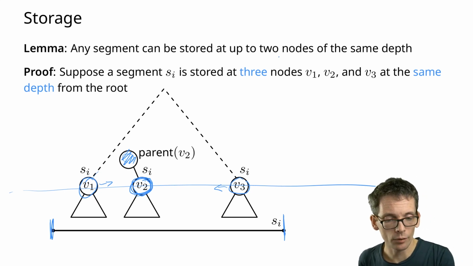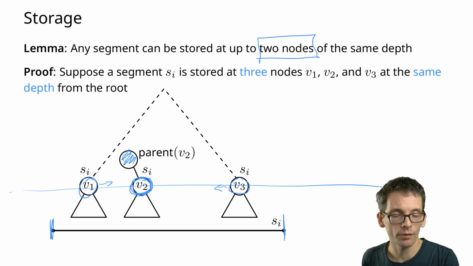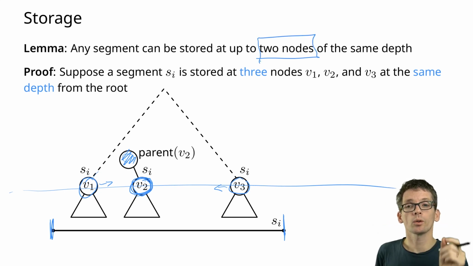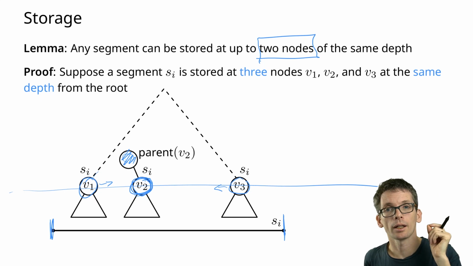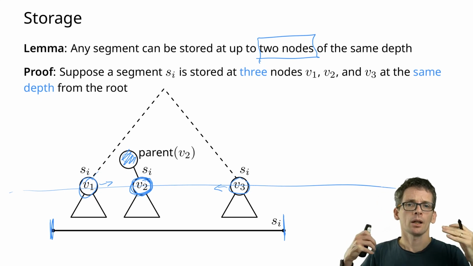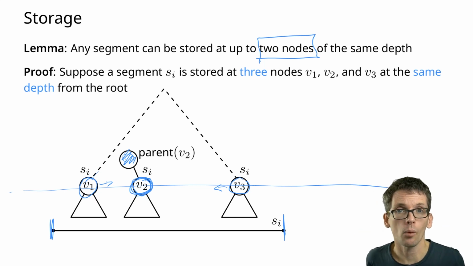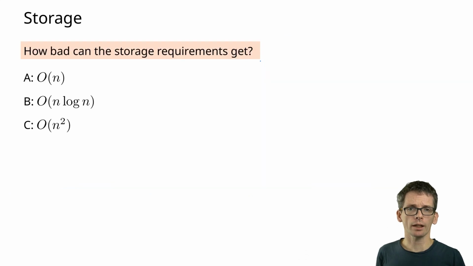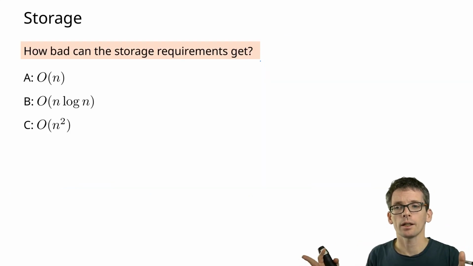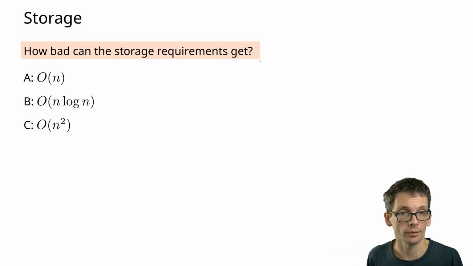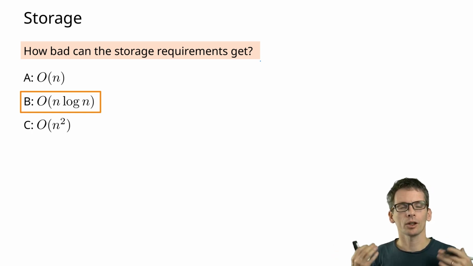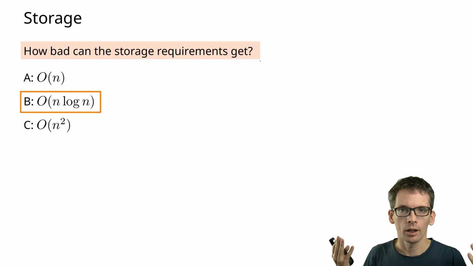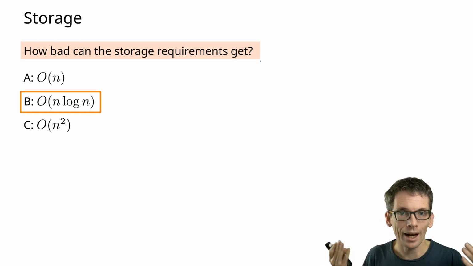And this leads to the following observation. Per level, there are at most 2 nodes storing a given segment. Now back to our question, how bad can the storage get? Linear, order n log n, or order n squared? The correct answer is order n log n. So why is that the case?